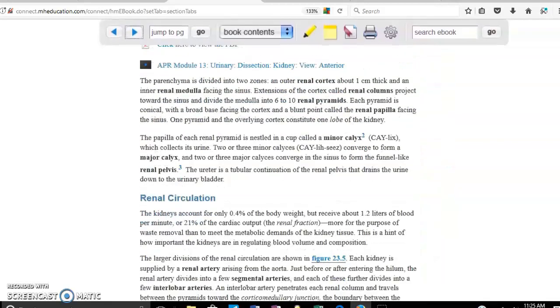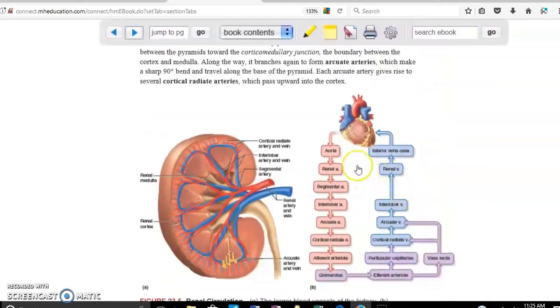If you scroll down, the kidneys receive blood through the aorta. The aorta is going to give you a branch, which is going to be the renal artery. This is your renal artery. It will go and start giving you more and more branches, eventually ending up with a capillary. This capillary is going to be called the glomerulus.